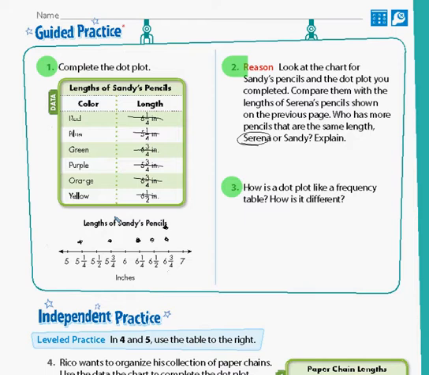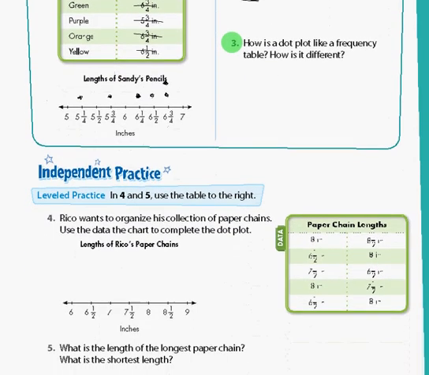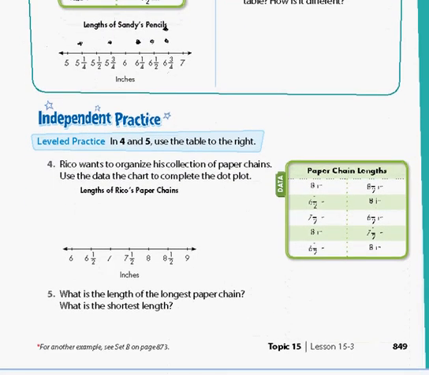Okay, I'm going to go ahead and read these other questions to you. You're going to work out 4 and 5 on your own. And question number 4, Rico wants to organize his collection of paper chains. Okay, use the data and the table to complete the dot plot. So you're going to use this data over here, and you can't see mine really well there, but on your page you can see it plenty good. And go ahead and plot those points on this number line right there. Question number 5, what is the length of the longest paper chain, and what is the shortest paper chain? So just pick out the longest one and the shortest one.